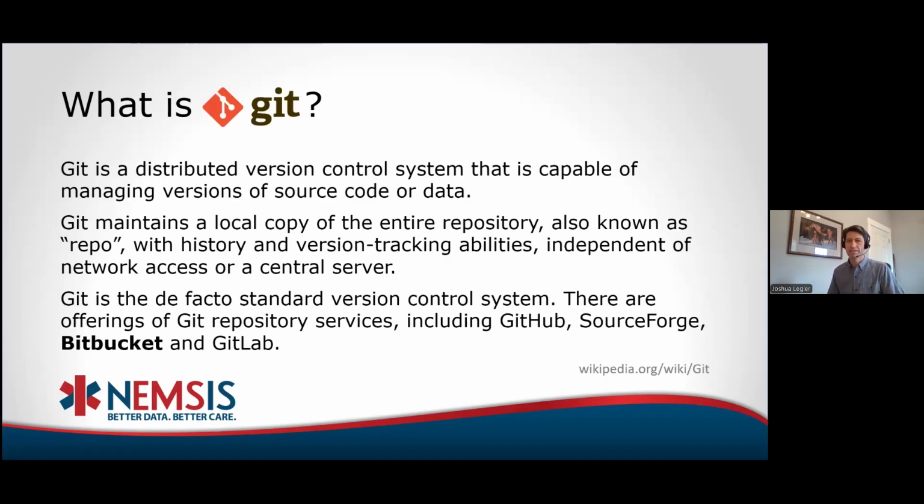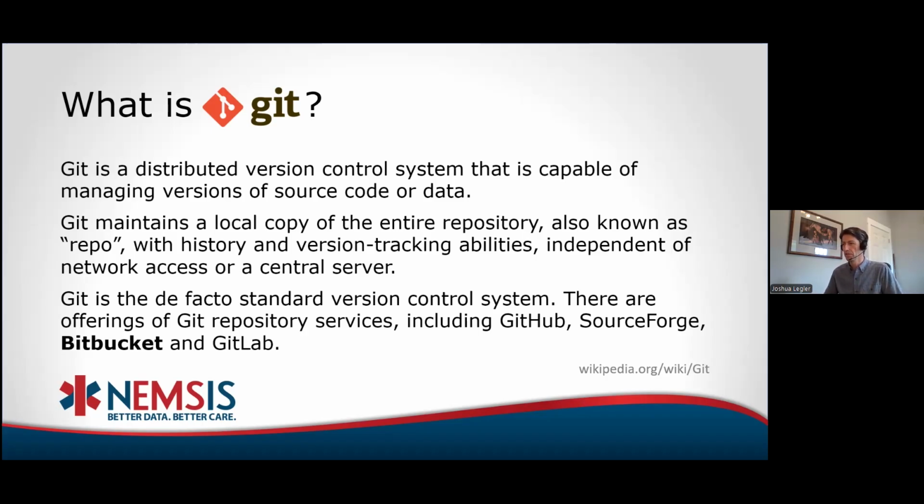So what is Git? Git is a distributed version control system that's capable of managing versions of source code or data. So the first thing you might think is, NEMSIS has versions, 3.1, 3.2, we're up to 3.5.1 right now. So we can manage all those different versions and all that history over time in a version control system. And it keeps history of all the changes that have been made over time.